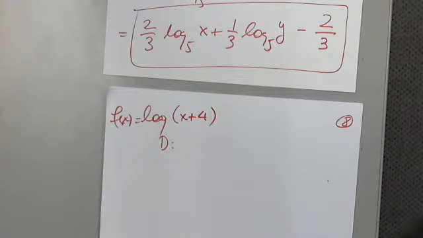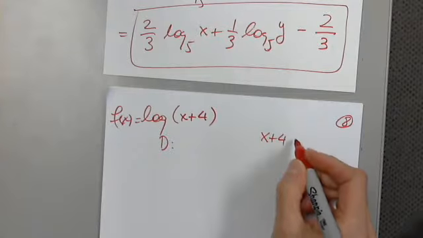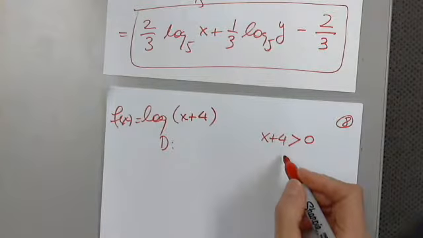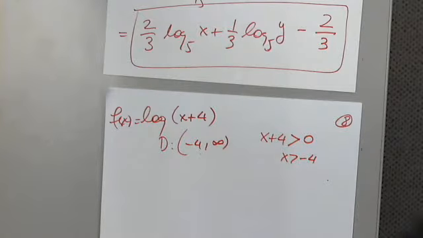Would that be x plus 4 equals 0? No. Strictly greater than 0. Okay. Log does not exist if you apply it to 0 or less. So only from 0 to infinity. Good. So then the domain will be -4 to infinity. Now I want to graph the base function.